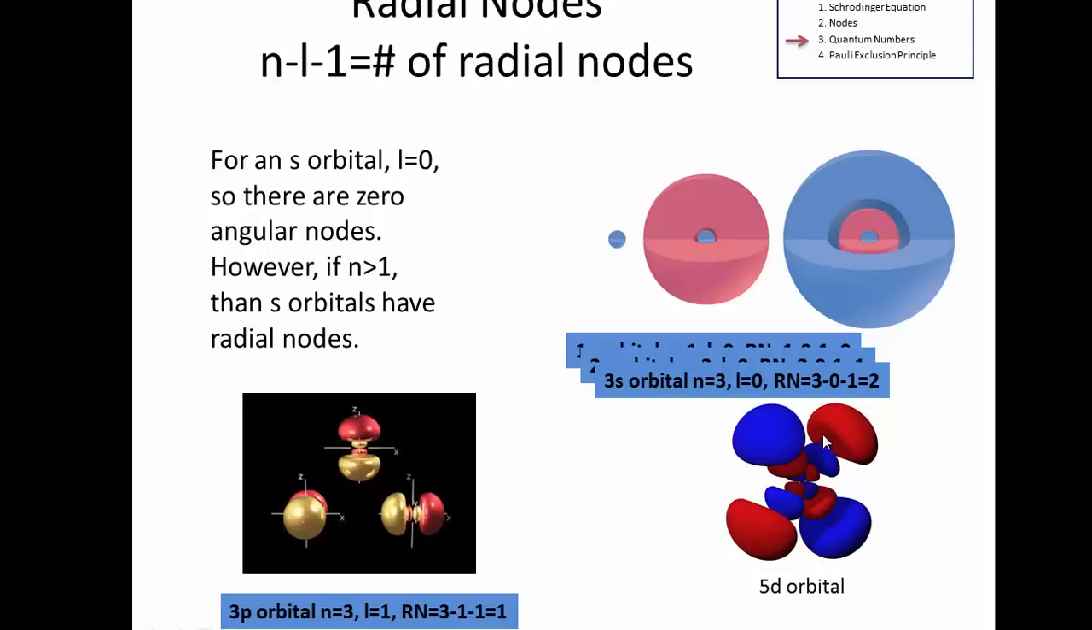And finally, this is a 5d orbital. So here we have L is equal to 2. We have 2 angular nodes. So n is 5, L is 2, so our radial nodes is 5 minus 2 minus 1, which is 2. So we have 2 radial nodes for a 5d orbital.